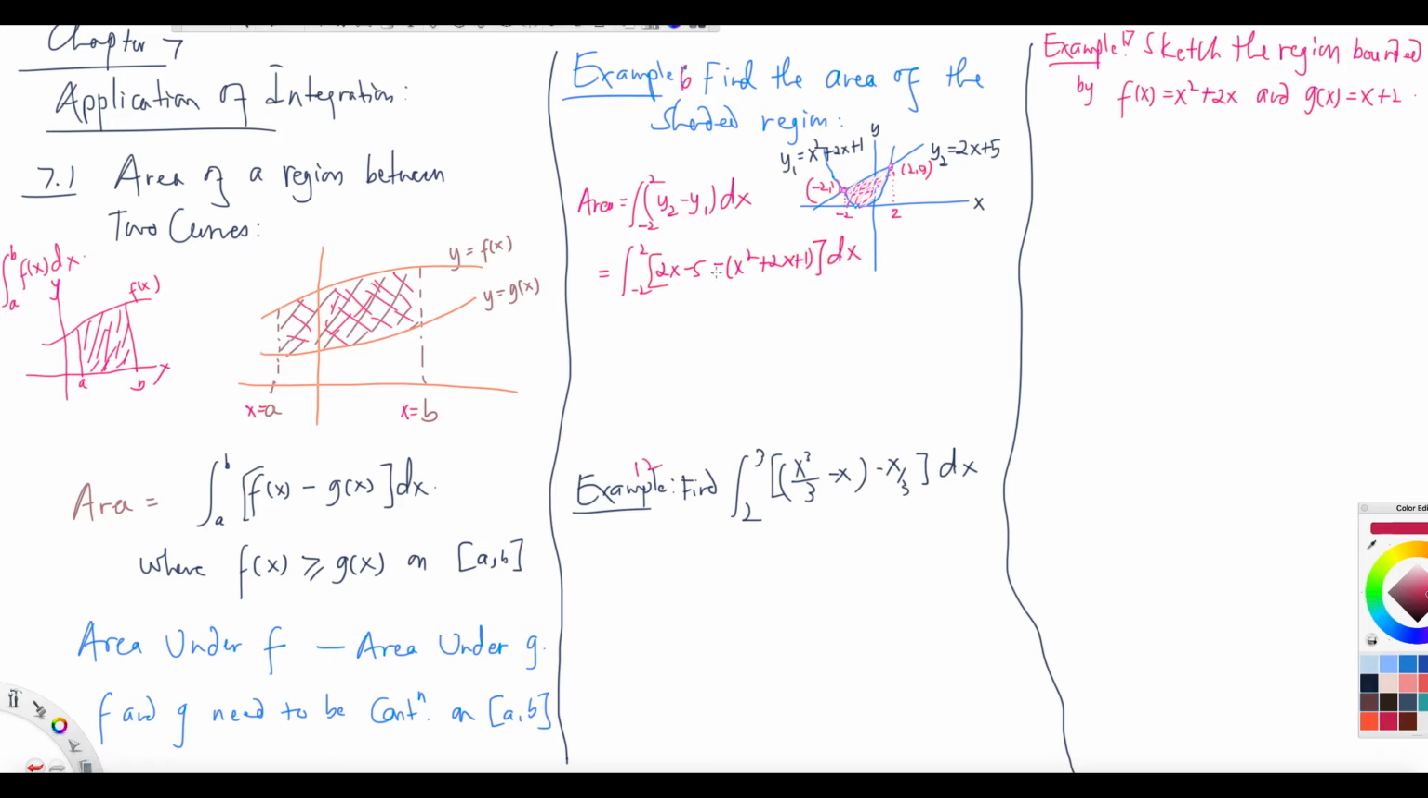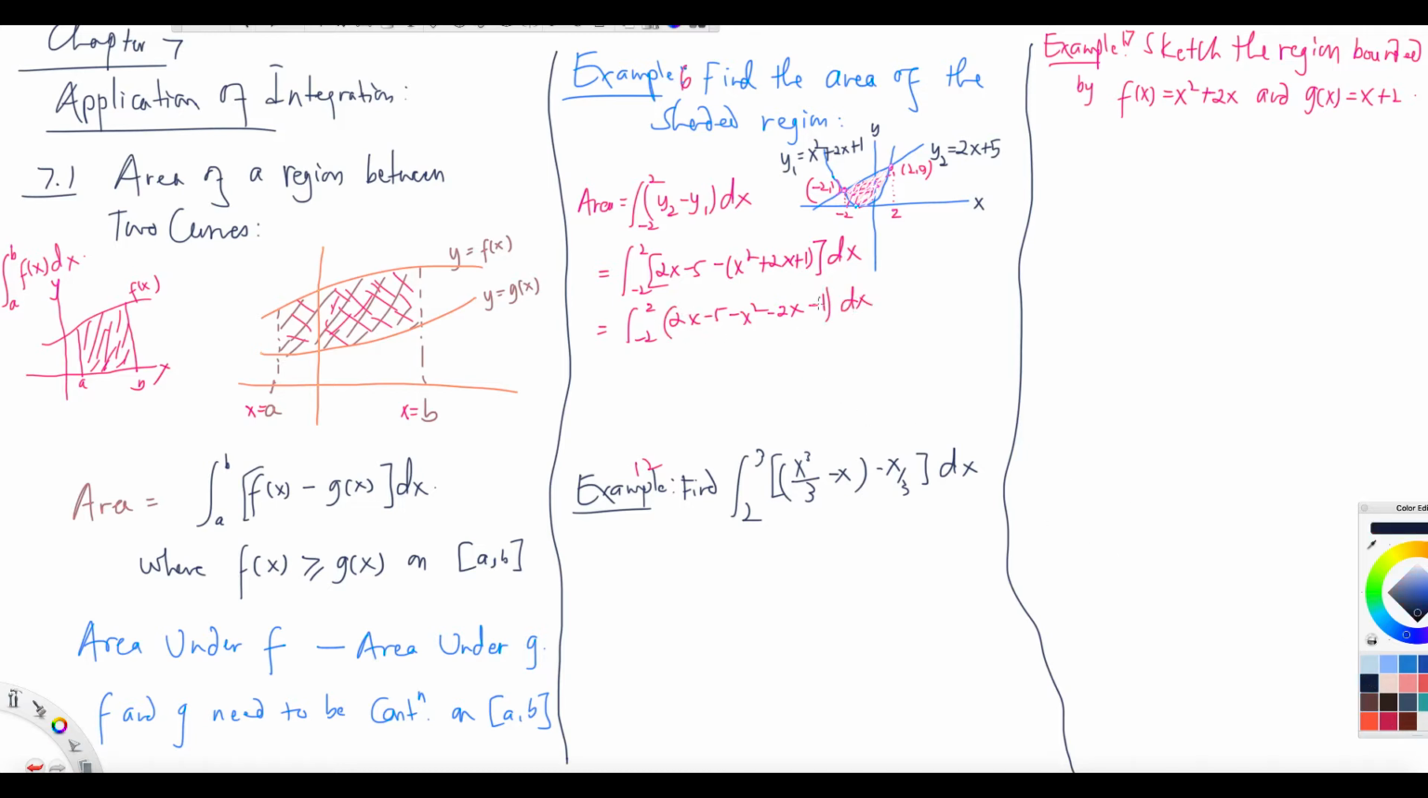There is a negative sign before that parenthesis, so we need to distribute that. So you get -2 to 2, 2x minus 5, right? You don't need parenthesis here for the first function, and minus x squared minus 2x and then minus 1. I'm just distributing that negative sign. You see that? And then there is dx here.